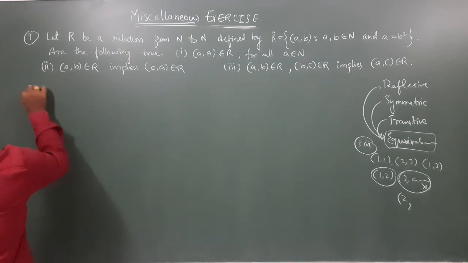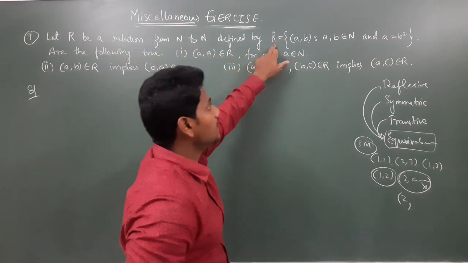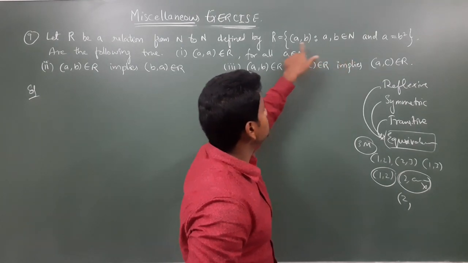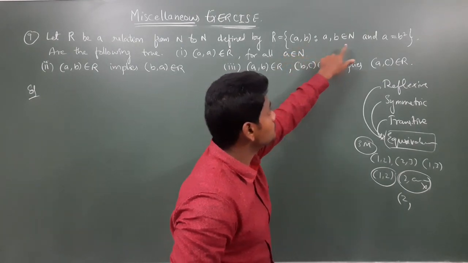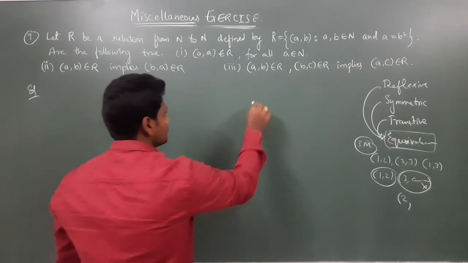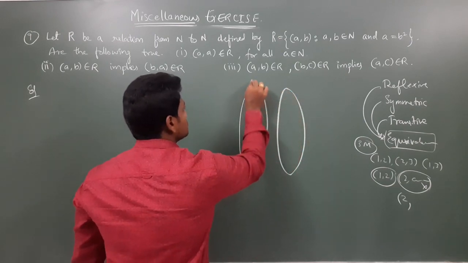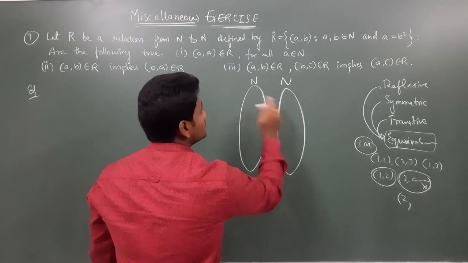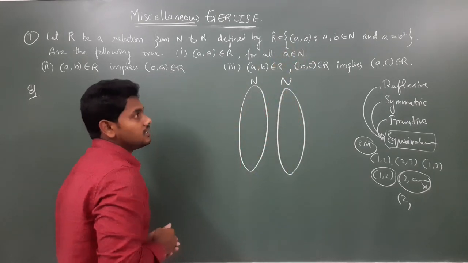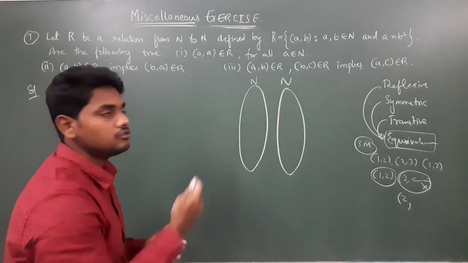Now first of all, let R be a relation from N to N defined by capital R equal to the ordered pairs (a, b) such that a, b belongs to N, both natural numbers, and the condition is a should be equal to b square. See guys, both a and b belong to natural numbers, the first set and the second set. And the relation here is a equal to b square.